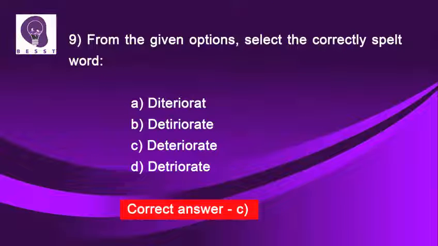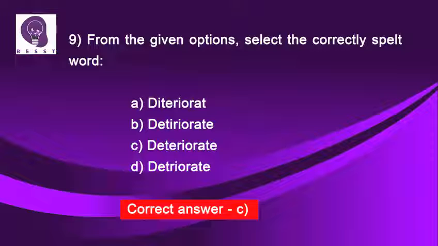Let us proceed to question number 9. From the given options, select the correctly spelled word. We are given four words, and we will have to find the correct spelling. The first is written D-I-T-E-R-I-O-R-A-T, deteriorate. Is it correct? Option B, D-E-T-I-R-I-O-R-A-T-E. Option C, D-E-T-E-R-I-O-R-A-T-E, and option D, D-E-T-R-I-O-R-A-T-E.